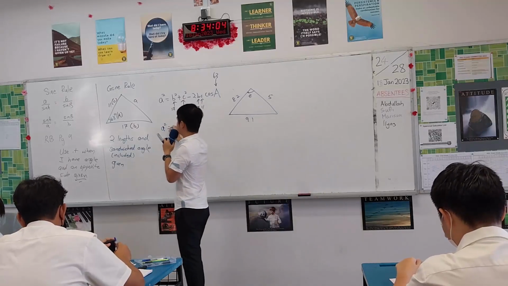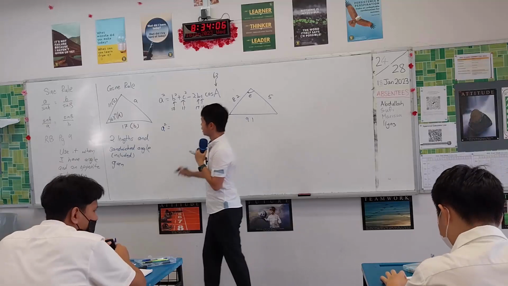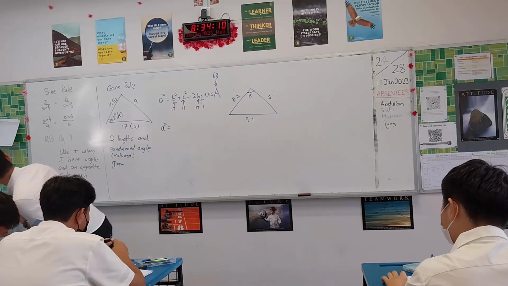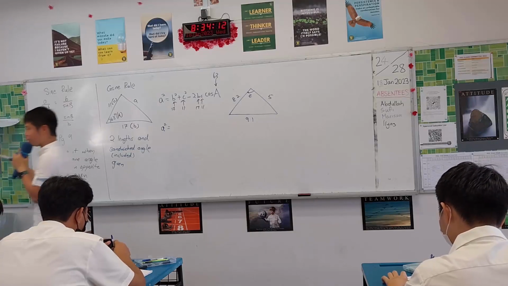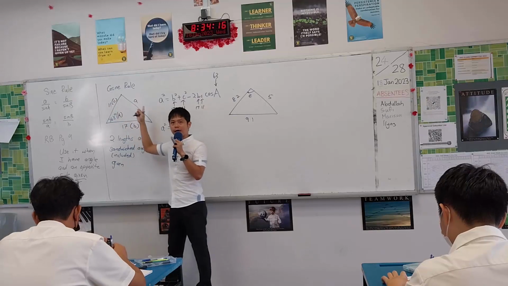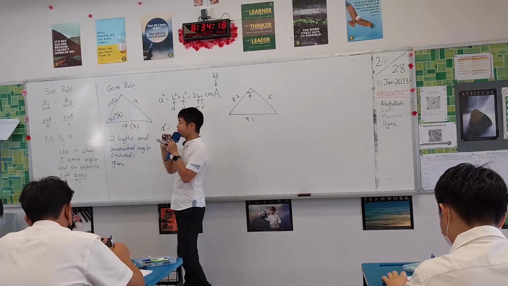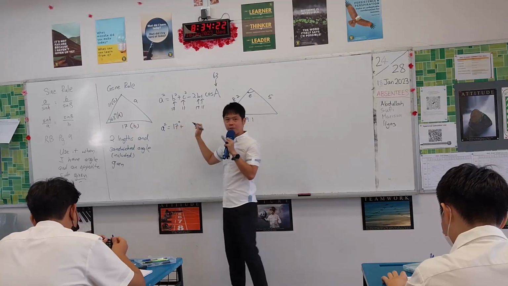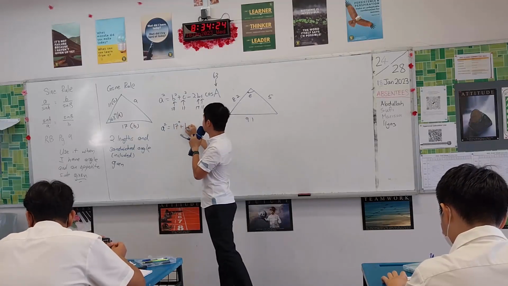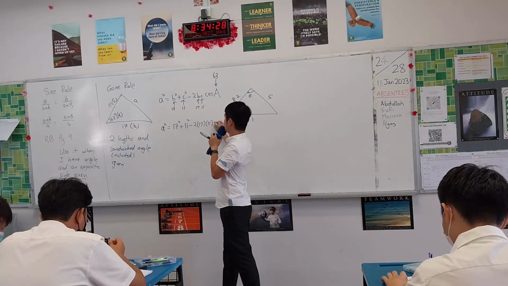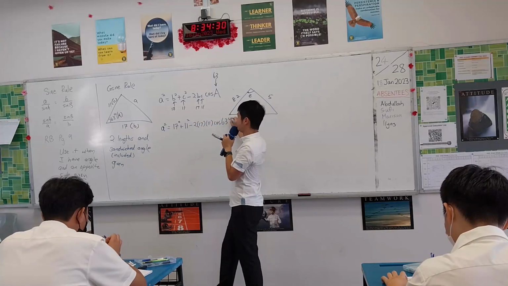Get your calculator ready. a squared. You can choose which one is b, which one is c. It doesn't matter. This can be b, this can be c. So b squared, formula given during exam, plus c squared minus 2bc cosine 63.